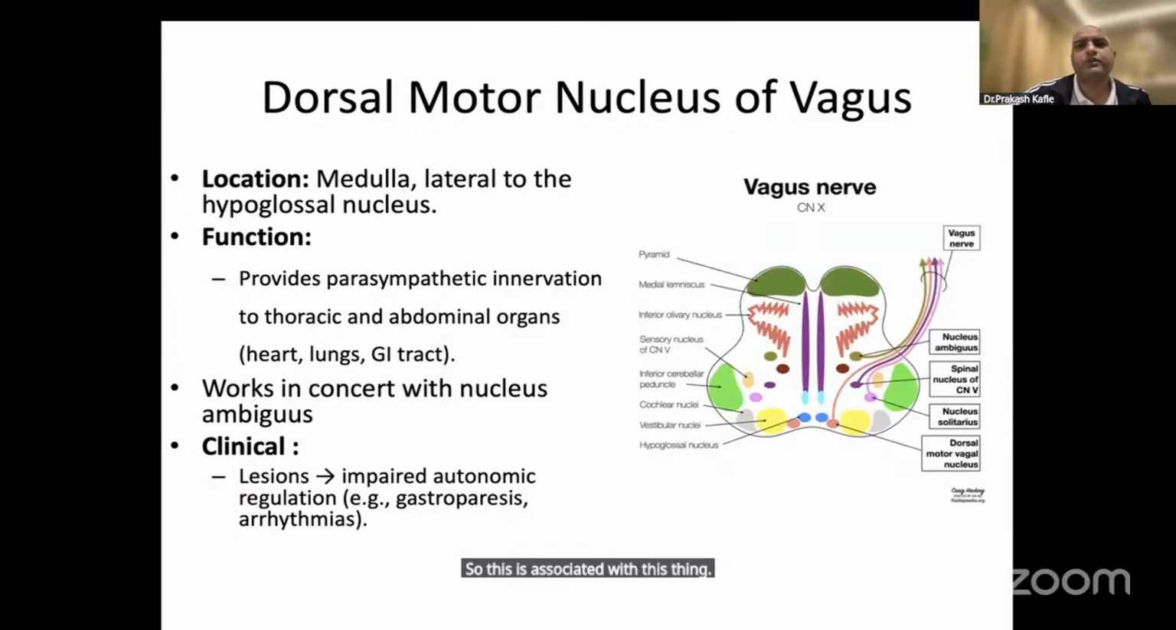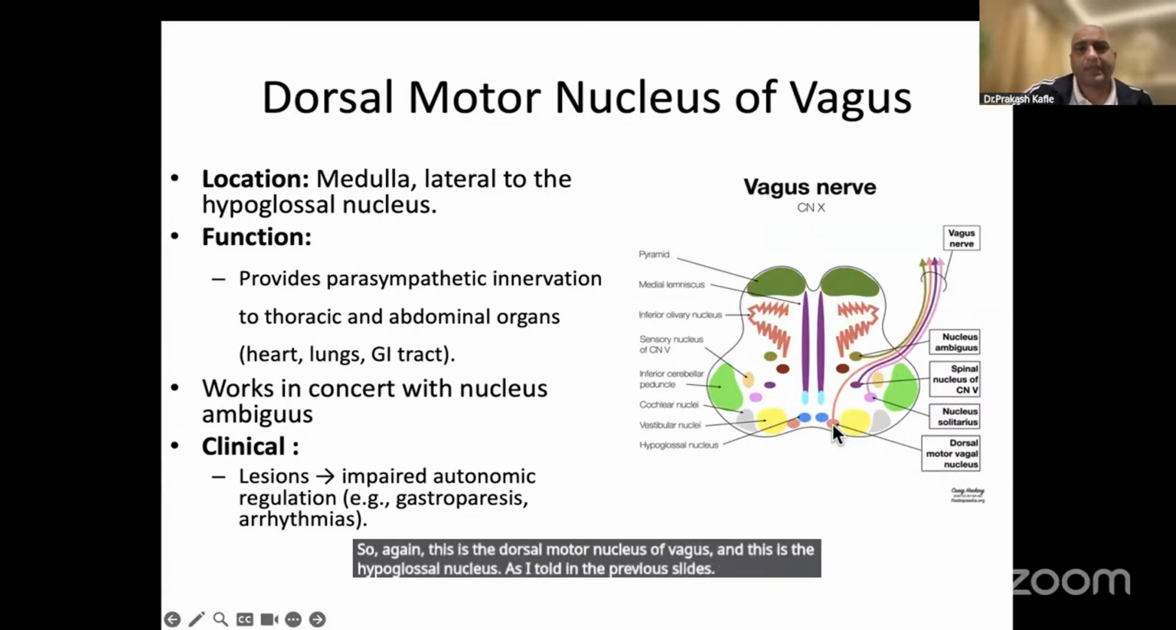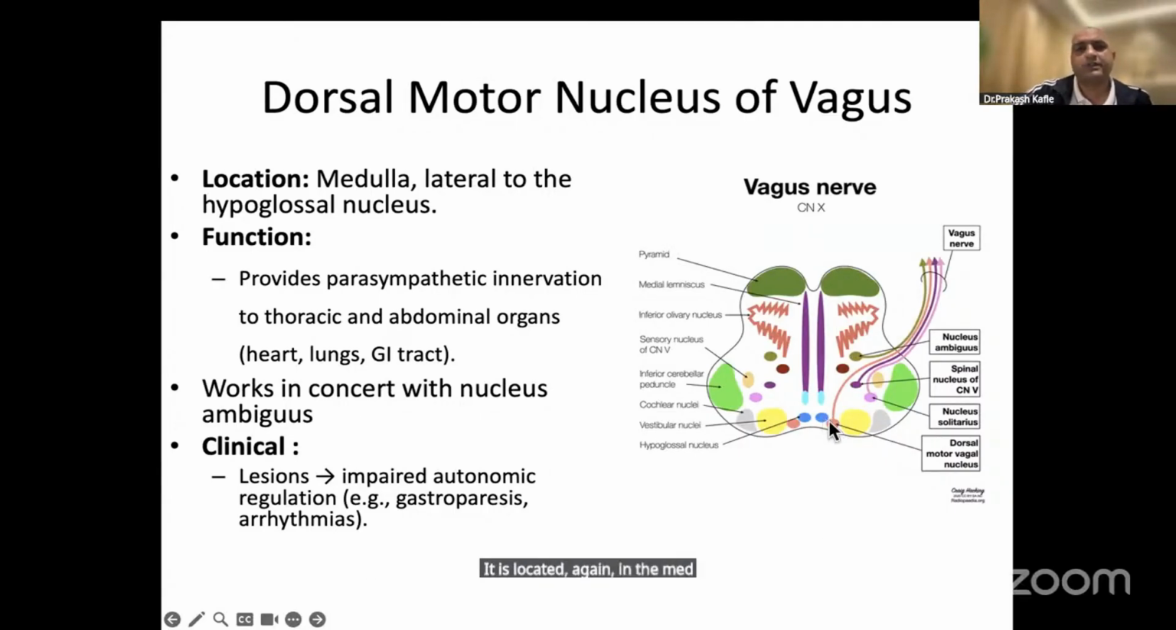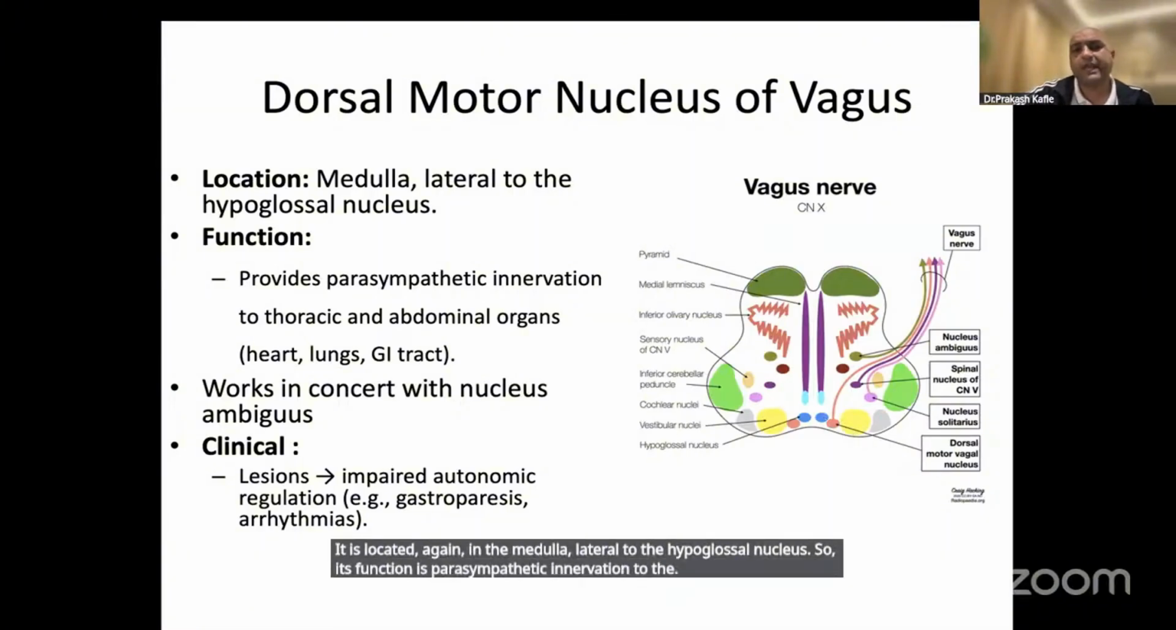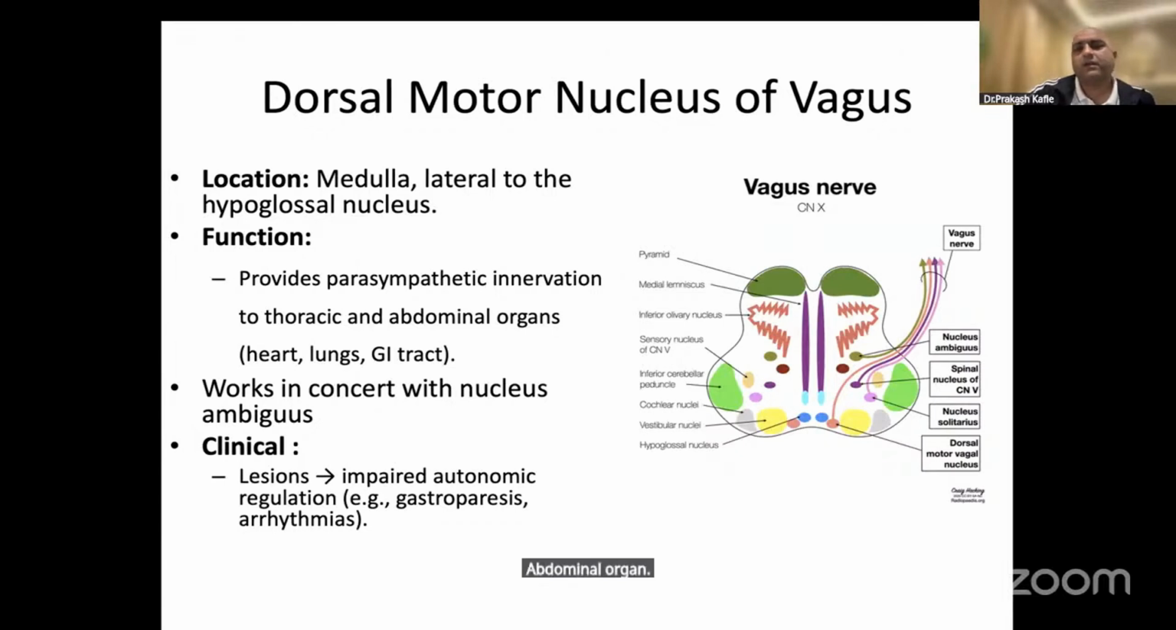And the dorsal motor nucleus of vagus. Again, this is the dorsal motor nucleus of vagus, and this is the hypoglossal nucleus. As I told in the previous slides, it is located in the medulla, lateral to the hypoglossal nucleus. Its function is parasympathetic innervation to the thoracic and abdominal organs, like the heart, lung, and GI tract.